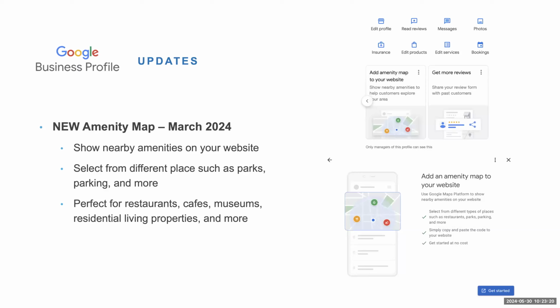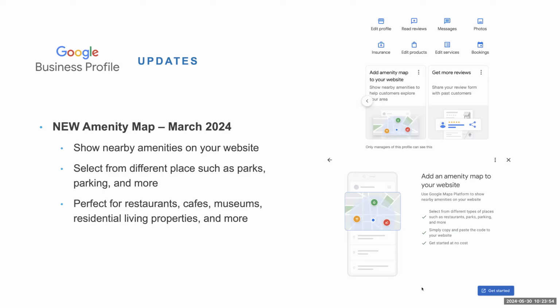Something new, yay, a new thing, is an amenity map. And I love this idea. This is great if you're a restaurant, a cafe, a museum, maybe you manage apartment buildings, or your business is just located somewhere where maybe your customers would like to go out and check out these items around your business. This is called an amenity map, and you can get to it again by going to your Google Business Profile.